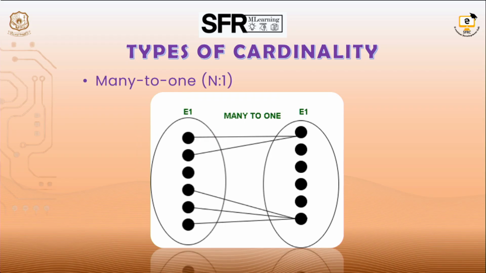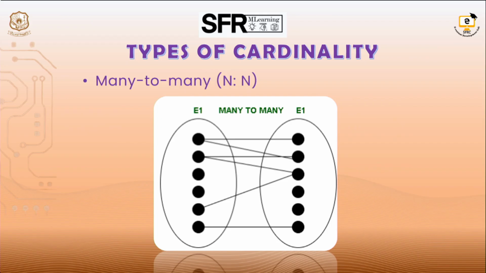The next cardinality is many to one, that is N is to 1. If entities in the first entity set take part in the relationship set many times, at least twice, while entities in the second entity set take part at most once, the cardinality is said to be many to 1. The next cardinality is many to many, that is N is to N. The cardinality is said to be many to many if entities in both entity sets take part many times, at least twice, in the relationship set.